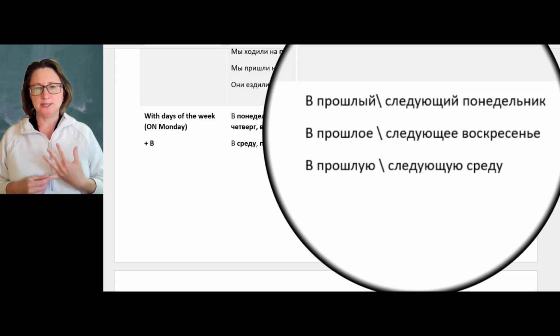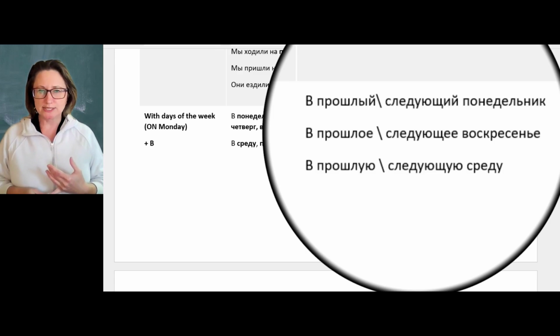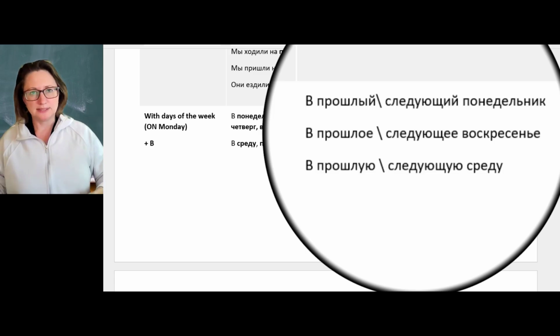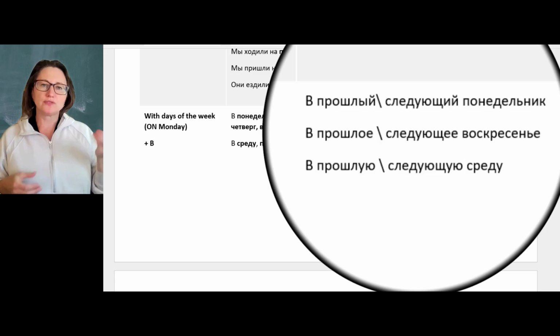В прошлый понедельник, last Monday. В прошлое воскресенье. В прошлую среду. And you can hear the form of прошлый, the adjective ending changes in accusative. Also here in English, you usually don't say on last Monday. Here in the US, you just say last Tuesday, next Wednesday, and so on. But what you're implying is really on the next Wednesday. So all of this v plus accusative applies here too.